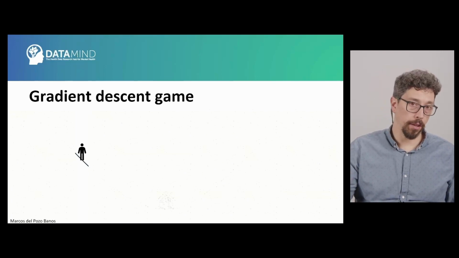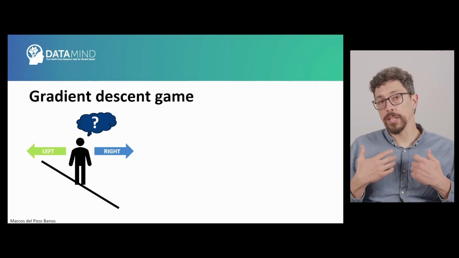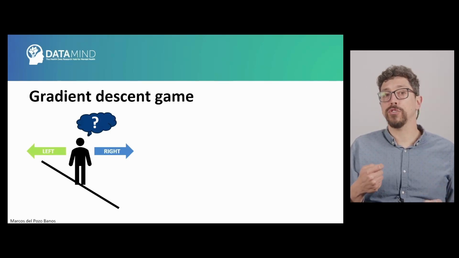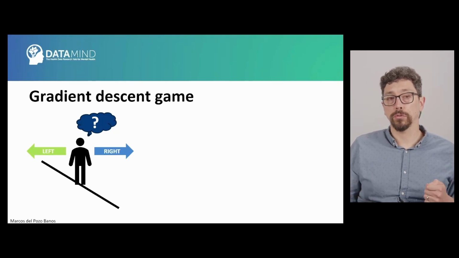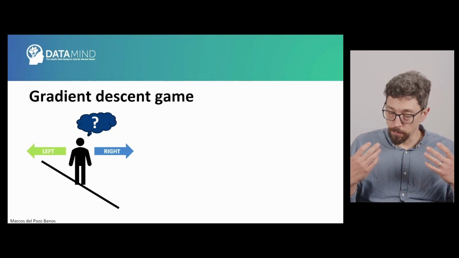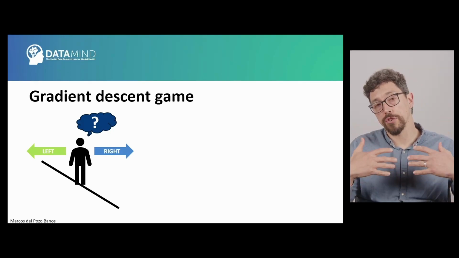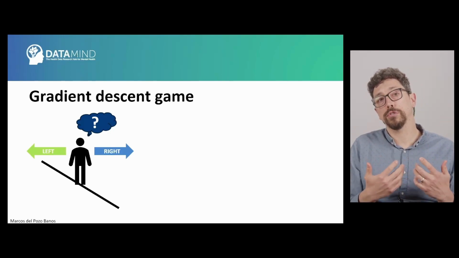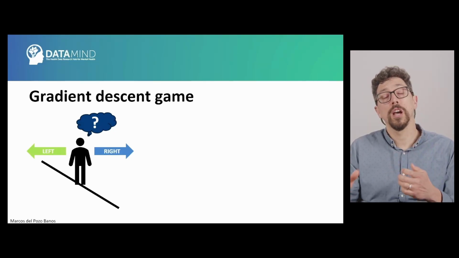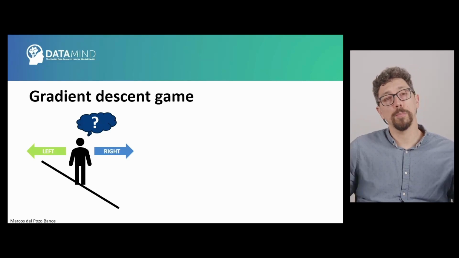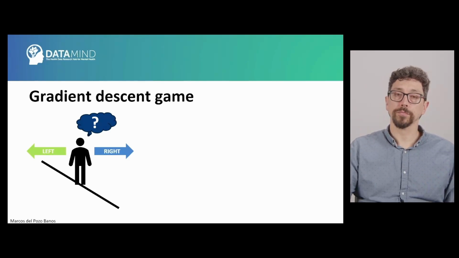which way is uphill. So the idea is that I will ask you, by just giving you information about which way is downhill, left or right, so by just giving you information about the slope of the terrain where you're standing, you should be able to tell me whether you want to move left or whether you want to move right, considering that you want to reach the bottom of the valley where the house is.